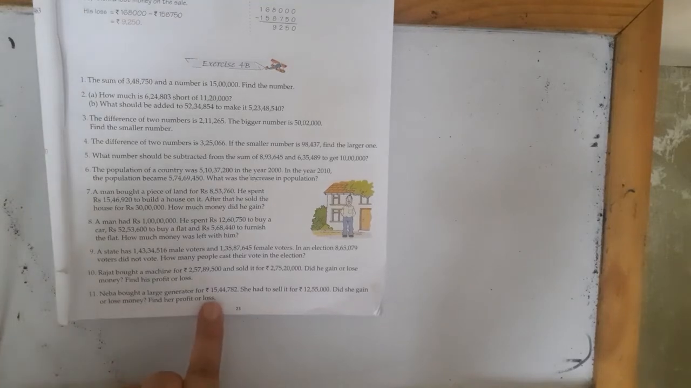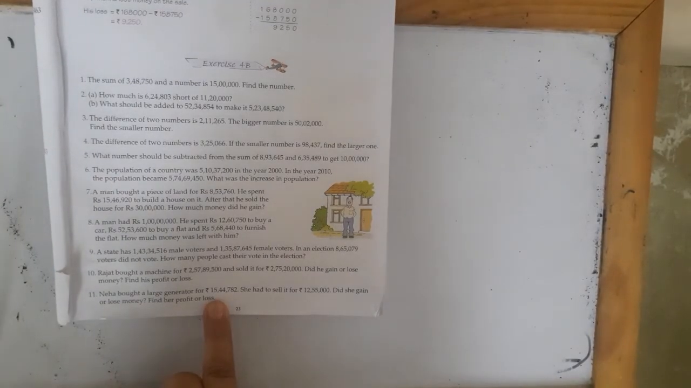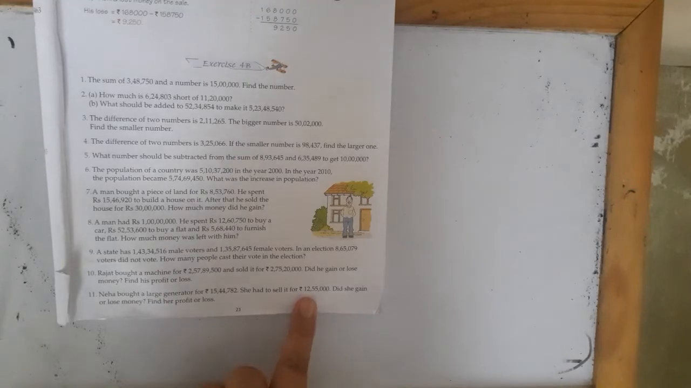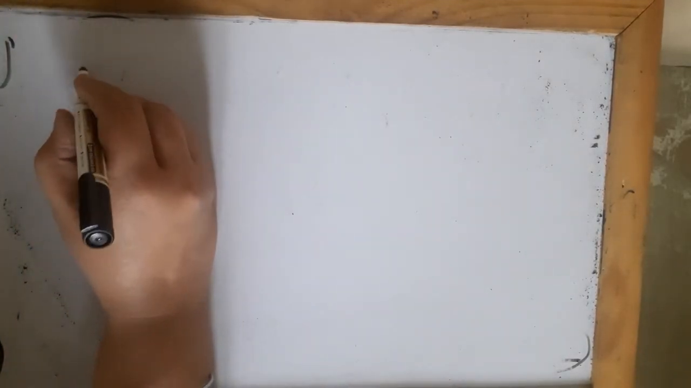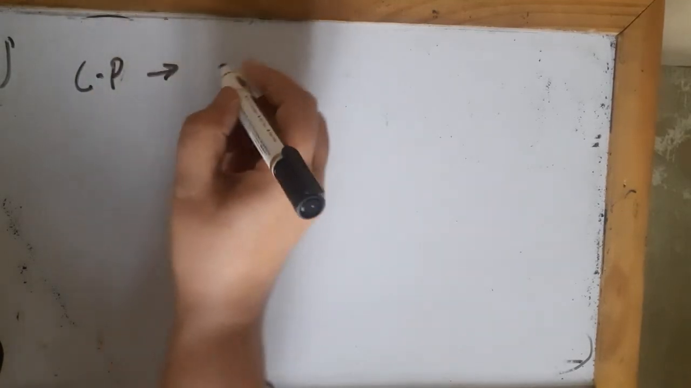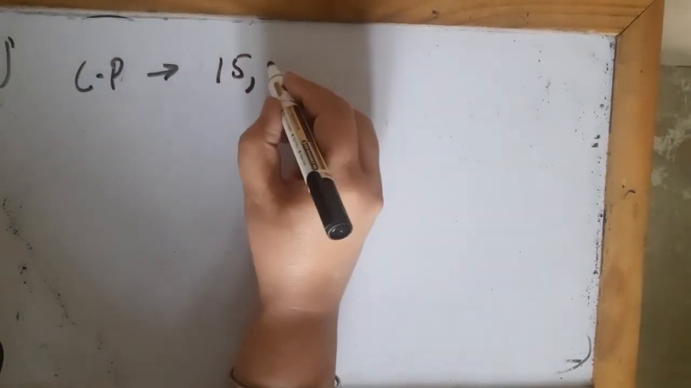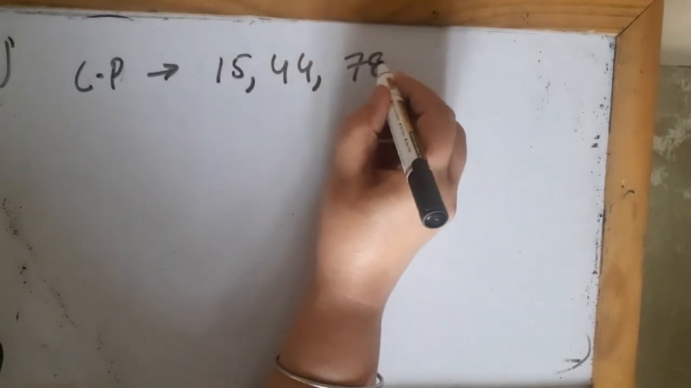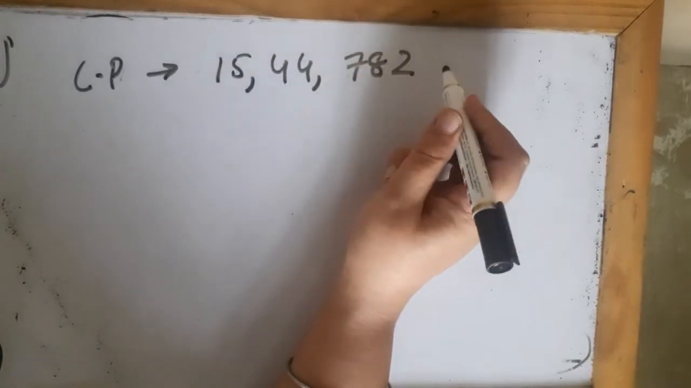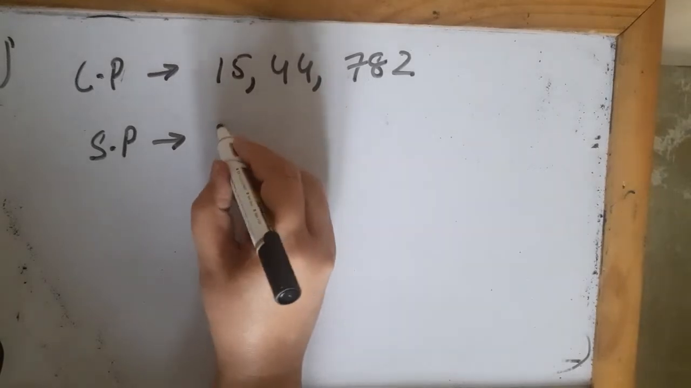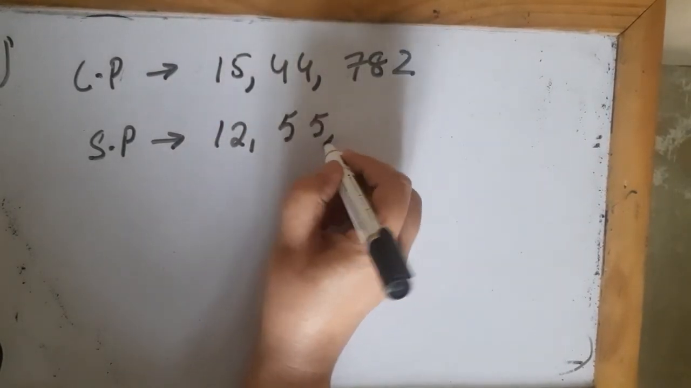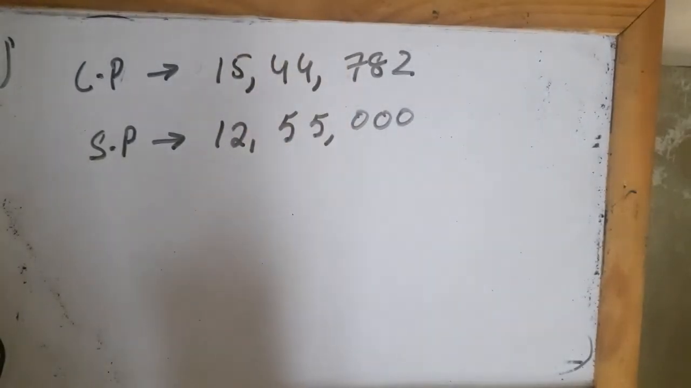Now come to the 11th question. In the 11th question you can see Neha bought a large generator for around 15 lakhs and she had to sell it for 12 lakhs. Did she gain or lose money? So again, I will use the terms CP. So CP means she bought the generator for this much money, 15 lakhs 44,782, and she had to sell it, that is the selling price, and she sold it for 12 lakhs 55,000.